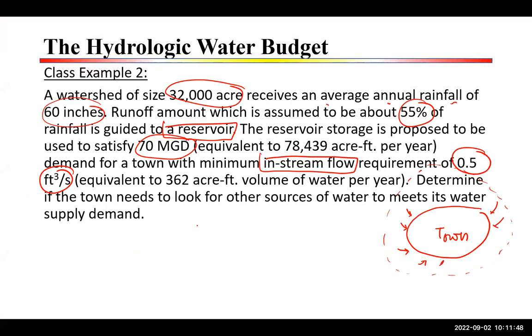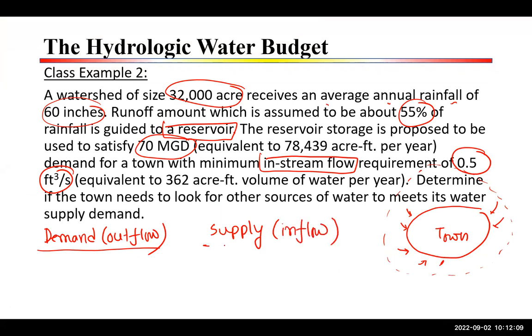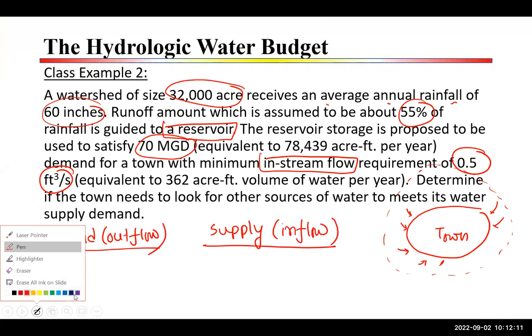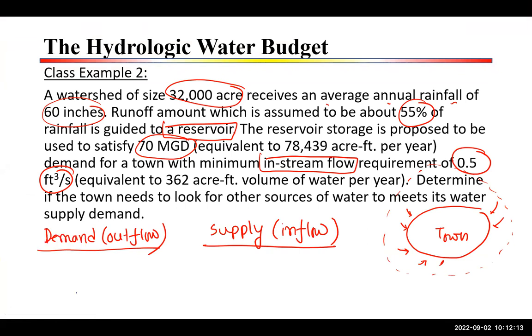Just as a civil engineer, you need to know what is the demand and what is the supply, right? So I will write down demand, or outflow, because that is outgoing from something, and supply, which is the inflow or input. Okay, now you tell me what is the supply here for this watershed.